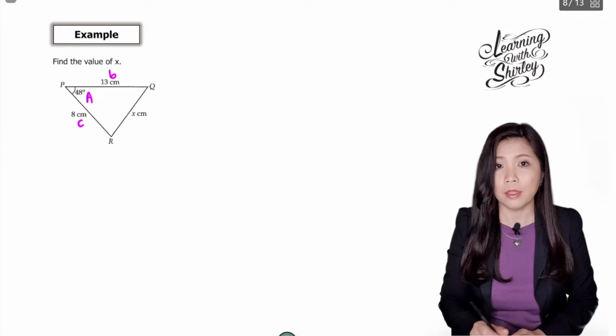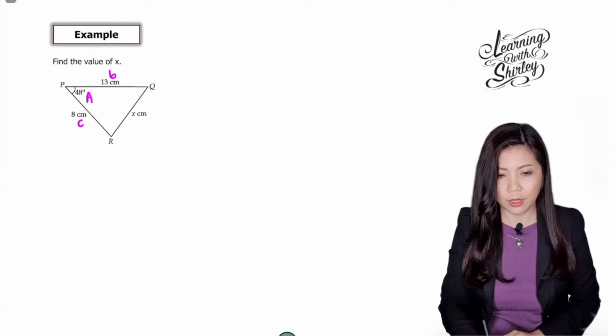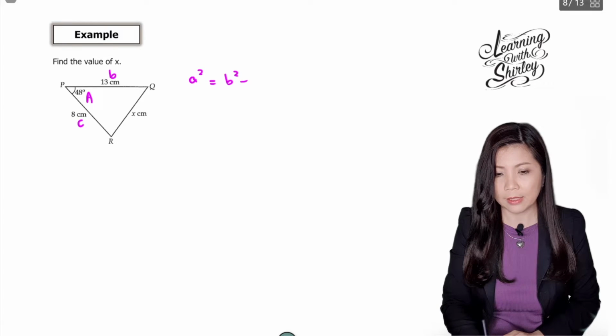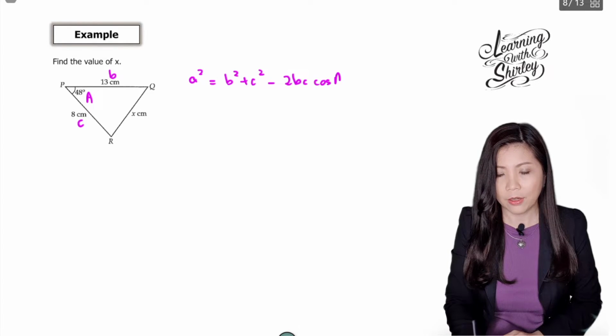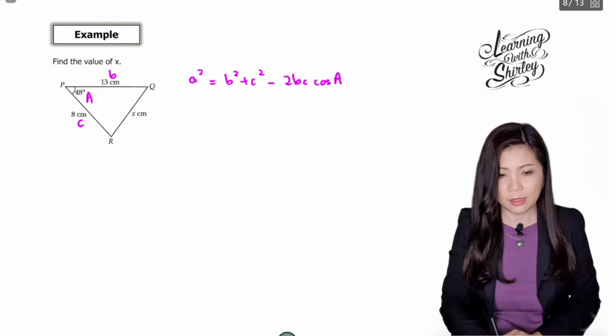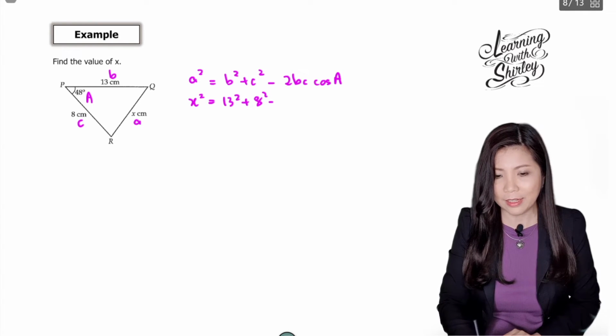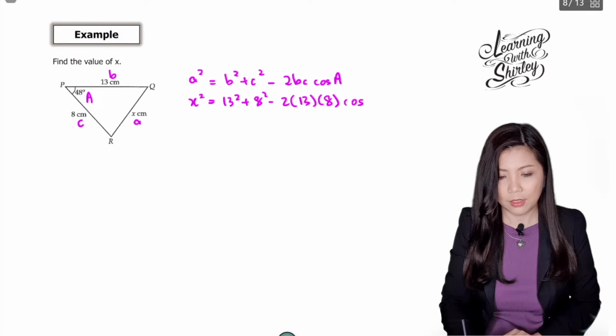So I'm going to apply the cosine rule, which is a squared equals b squared plus c squared minus 2bc cos A. So where is A? It says x, so x squared equals, b squared is 13 squared plus c is 8, so 8 squared minus 2 times 13 times 8 cos, where the angle is 48. So let's calculate this.